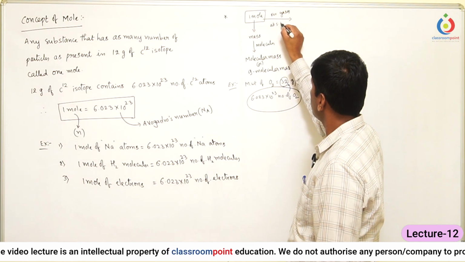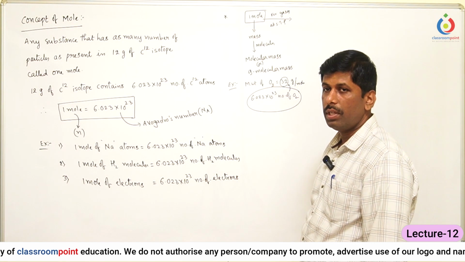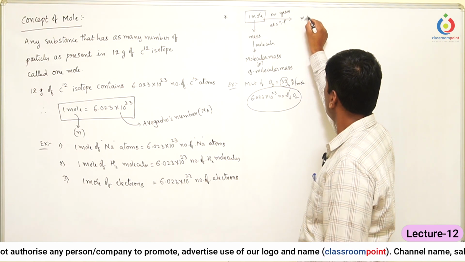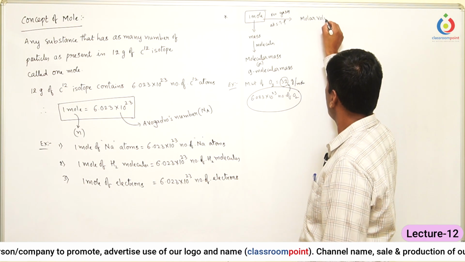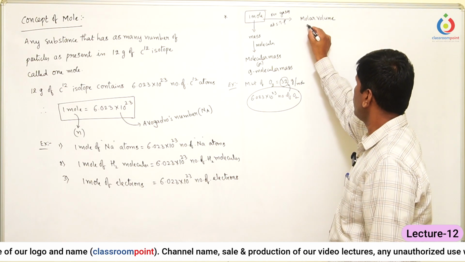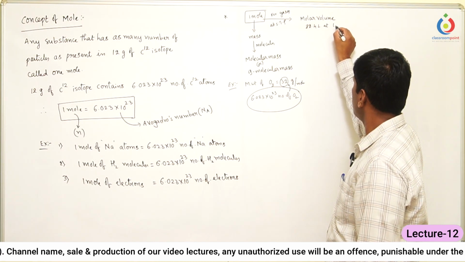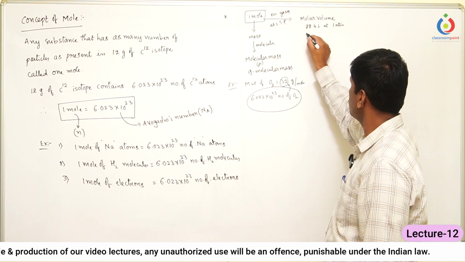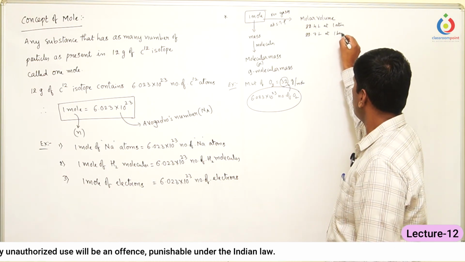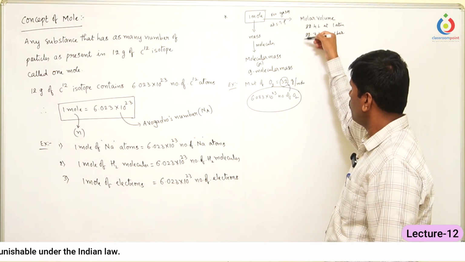At STP, the volume occupied by 1 mole of the gas molecules is called the molar volume. This molar volume we usually take as 22.4 liters using atmospheres at STP conditions, and 22.7 liters using bar as the unit of pressure. So in the NCERT textbook both were used.